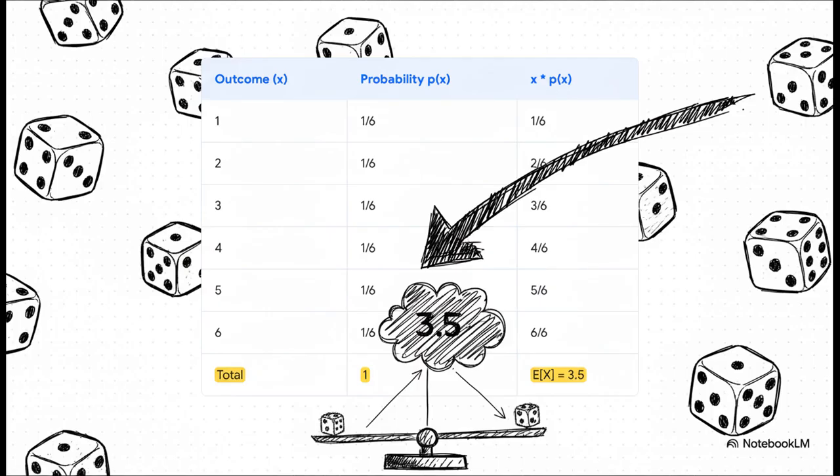Each side has a 1 in 6 chance, right? So we just do the math. 1 times 1/6 plus 2 times 1/6, and so on, all the way up to 6 times 1/6. You add it all up, you get 21 divided by 6, which is 3.5. And here's the cool insight. Obviously, you can't actually roll a 3.5, but that number is the perfect balancing point. It's like the center of gravity for all the possible outcomes.